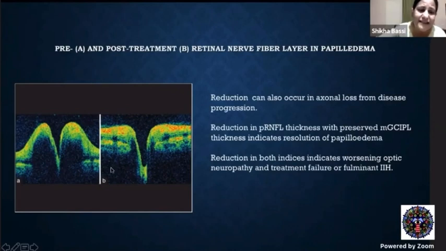So in these situations, the second tool of OCT, that is GCC-IPL, comes into use. If the GCC-IPL is normal and the RNFL thickness is reducing, that means your treatment is successful. If the GCC-IPL is also becoming thin and the RNFL is also becoming thin, that means your treatment is not working and the patient is developing worsening of the IIH.